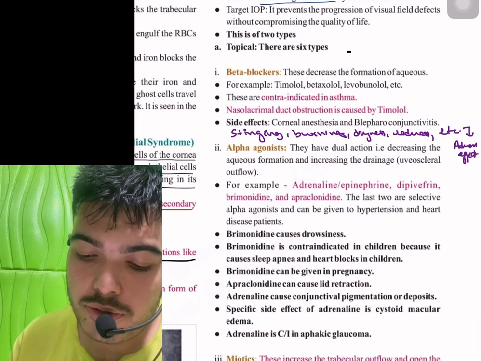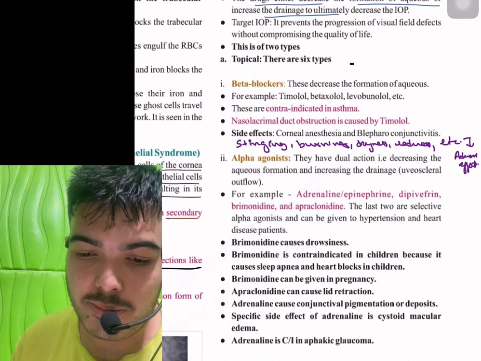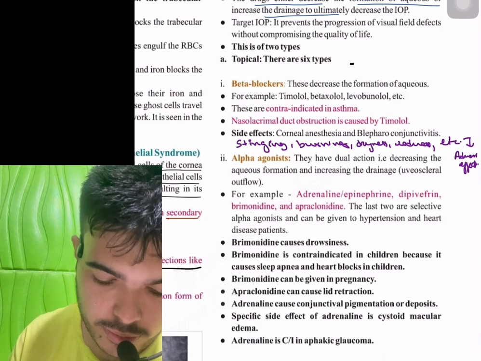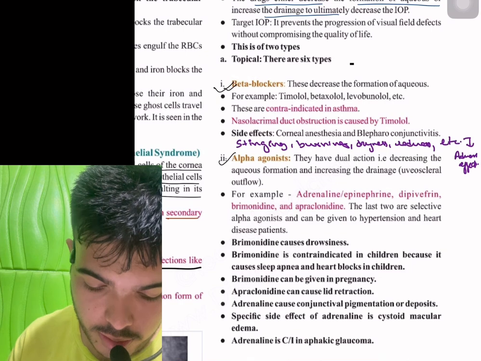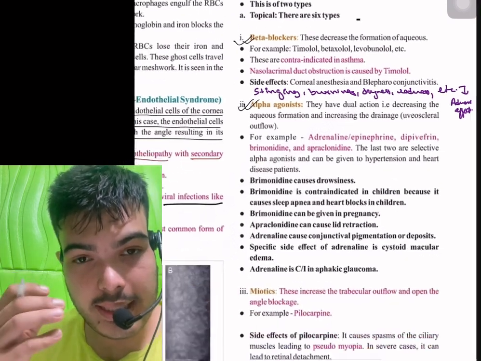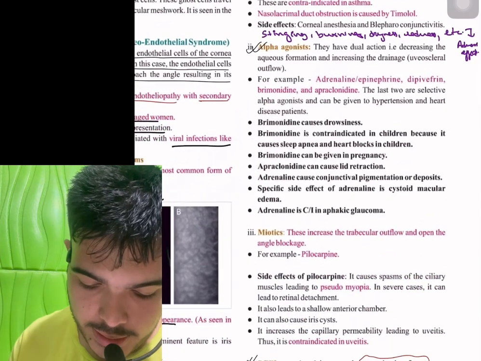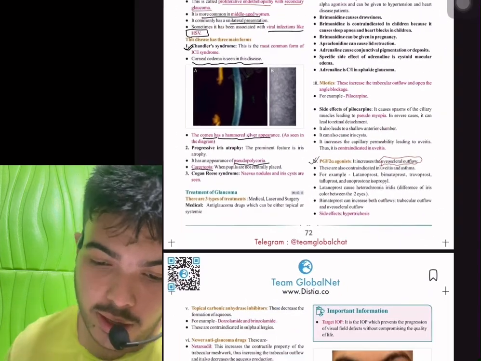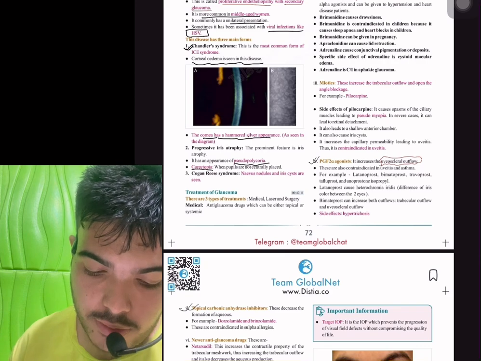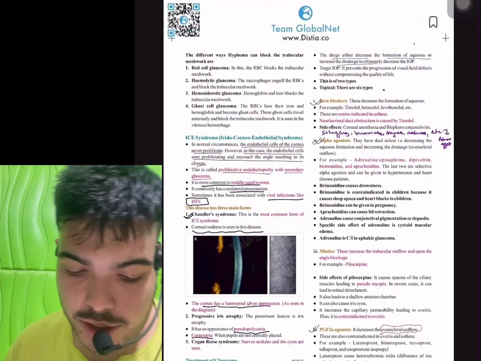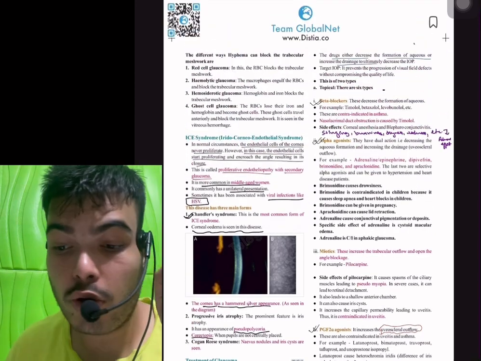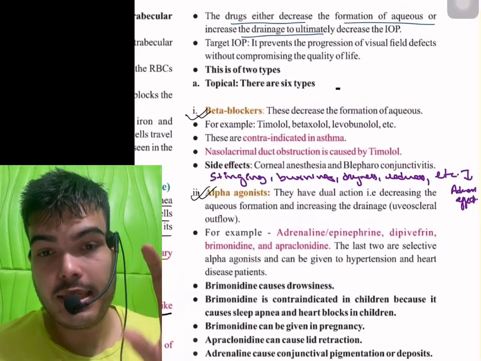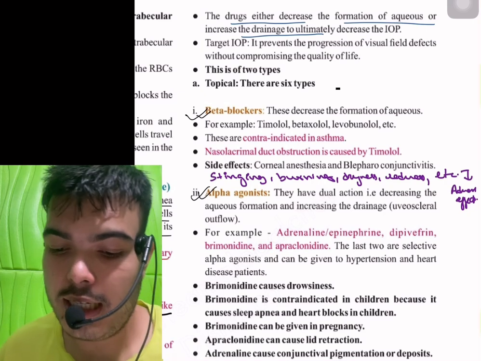So the most important drugs are beta adrenergic blockers, alpha agonists, and then you have PG analogs. Okay, PG analogs, learn them in the same way as I'm telling you. And then you have carbonic anhydrase inhibitors, and then you have myotics. Now, first of all, we'll talk about the beta adrenergic blockers. Beta blockers like timolol, betaxolol, levobunolol. These come under a precise quantity.